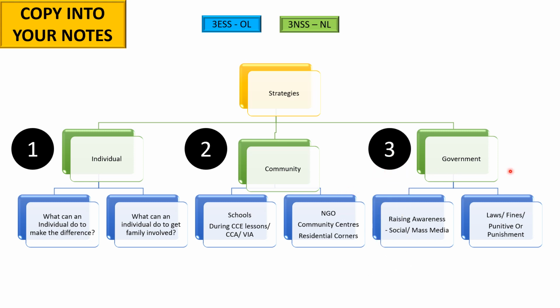And for the third one, from the government's perspective, a government can, for example, raise awareness. And it's only the government that can have punitive measures, or punishment. That means you could fine someone, or increase the fine, the punishment, and only the government can do this. So remember, you look at the different strategies, and the different strategies can come from an individual, from a community, or from the government.